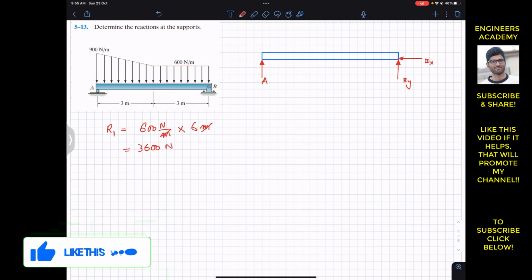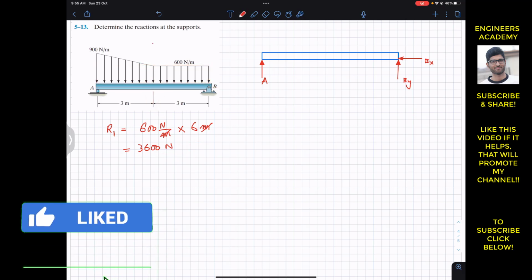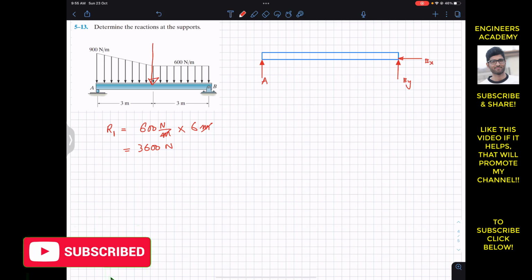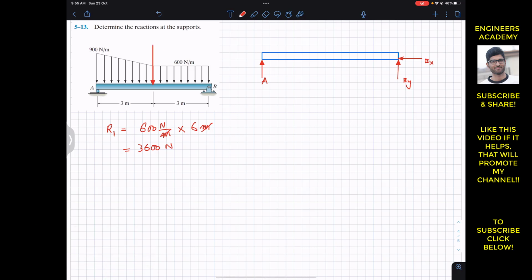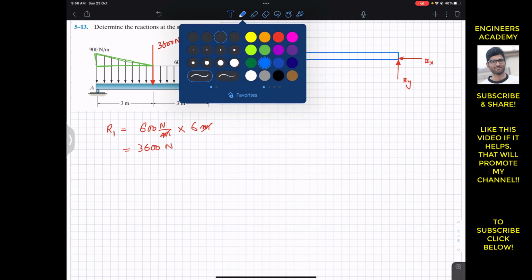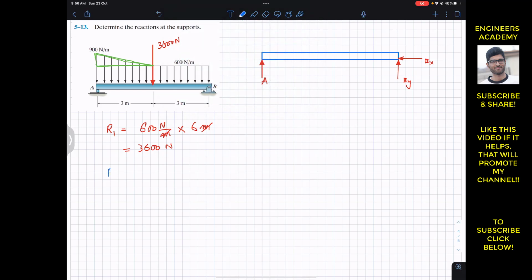So now let me represent that resultant. That resultant R1 will be acting somewhere here. And its magnitude is 3600 newton. And it is at a distance of 3 meters from this point B. And it is at a distance of 3 meters from point A. Then we are left with this triangular load distribution. So the area of this triangle will give us the resultant R2.